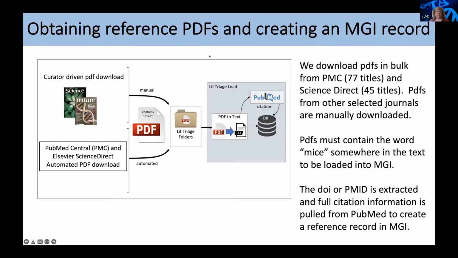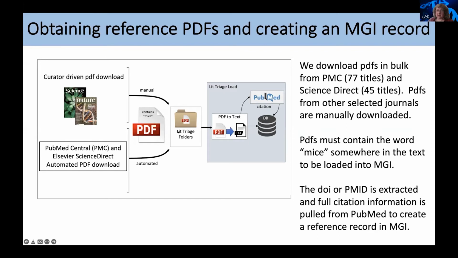So first, we obtain reference PDFs and create MGI records. Prior to 2015, this had been a manual process, but we now download PDFs in bulk from PubMed Central with 77 journal titles, and Science Direct for 45 titles. PDFs from other selected journals are still manually downloaded, but we have a lot of administrative assistants to help us in that process, as well as some of the curators who have favorite journals.